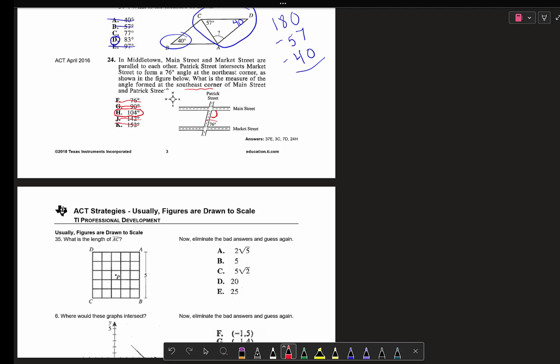That means 76 and this unknown angle are supplementary. So this unknown angle we'll call x. That means x plus 76 equals 180. We subtract 76 from both sides, and we get x equals 104 degrees.